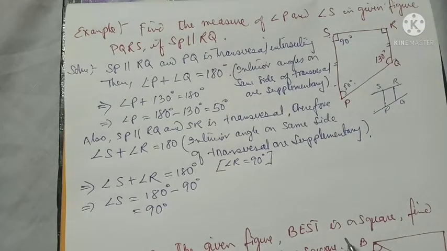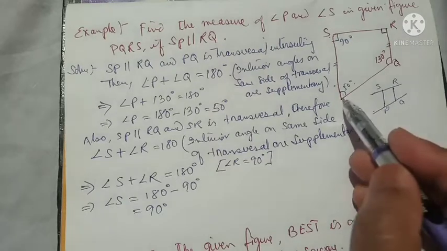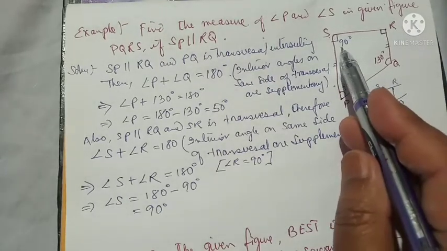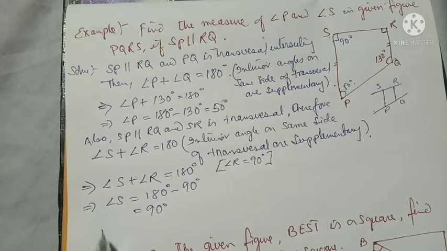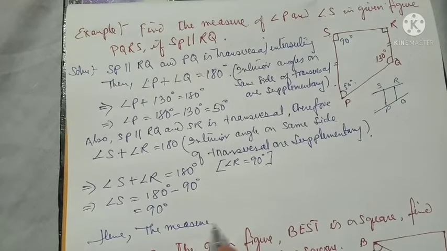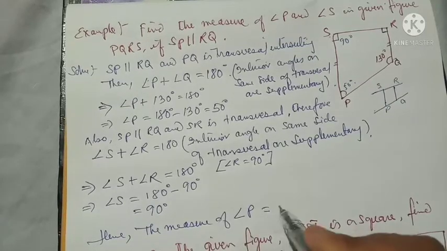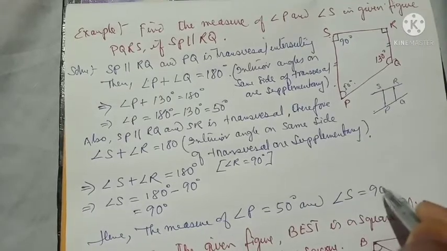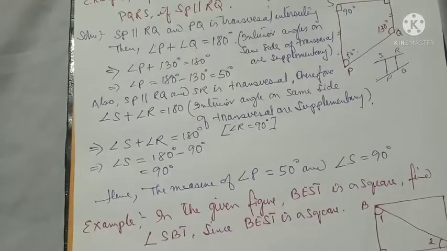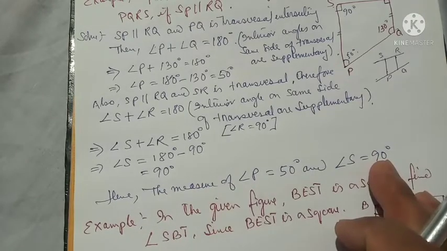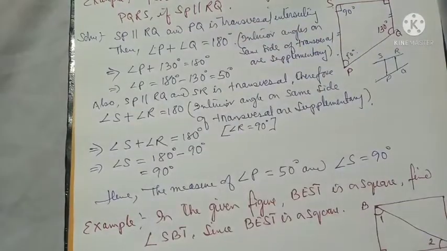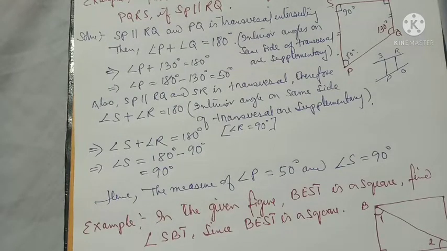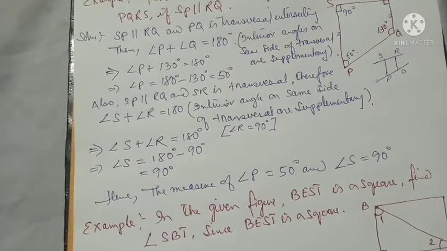So we find the angle P and the angle S. Hence, the measure of angle P is equal to 50 degree and angle S is equal to 90 degree. These are the two answers that we got after calculating by using the properties of parallel lines. Okay, checking of parallel line. Now next question we have.